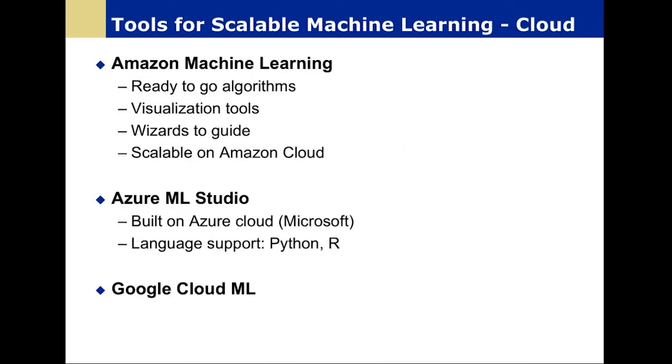Now, on the cloud, we have a lot of both pre-trained models as well as API-managed machine learning, such as Google Cloud ML, Azure ML Studio, Amazon Machine Learning, etc.